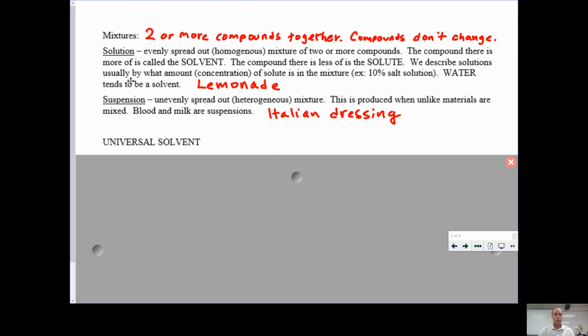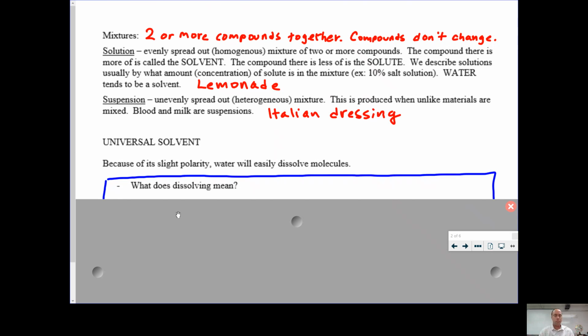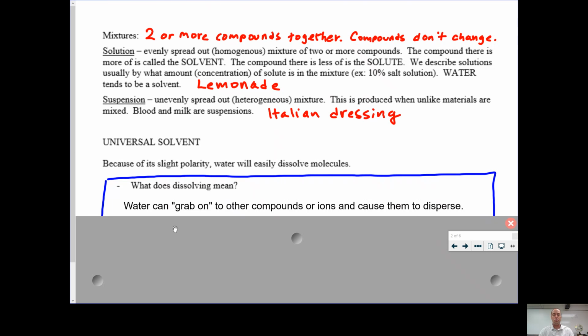Water, as we said, is the usual solvent in most solutions, so it tends to be referred to as the universal solvent. And that's because it has a slight polarity, so it will easily dissolve molecules. What you want to think of is, if you add a solute into water, you have a pile of materials, and each water molecule is able to grab onto one of those materials and move around in a random pattern, and that will disperse the materials. So water will grab onto other compounds or ions and cause them to disperse.